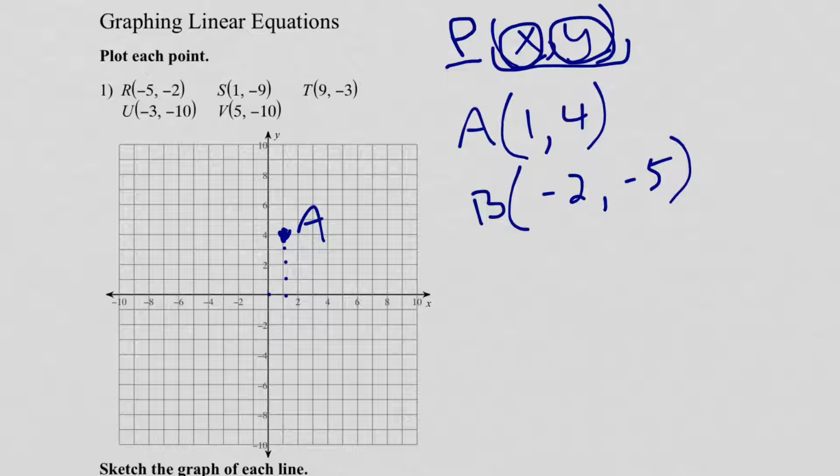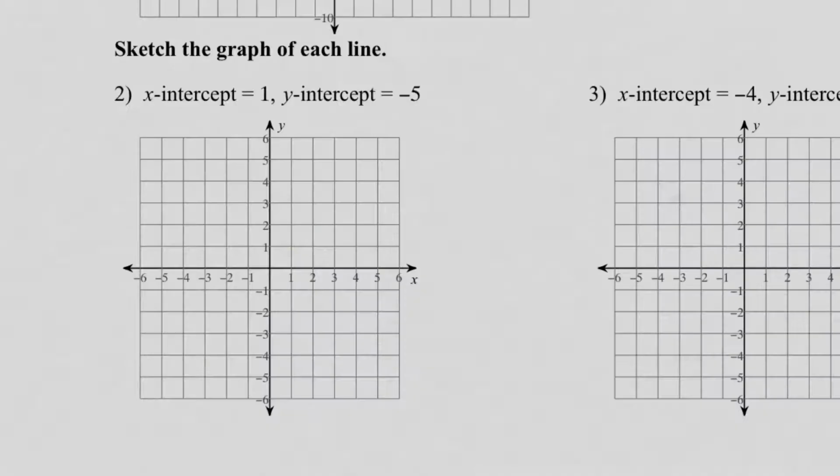And the second point here has us going in a negative direction for both x and y. So we count over on the x-axis, we go left by 2, negative direction, and then we're going to go down by 5, 2, 3, 4, 5. And there is my point B at -2, -5, and point A was at 1, 4.